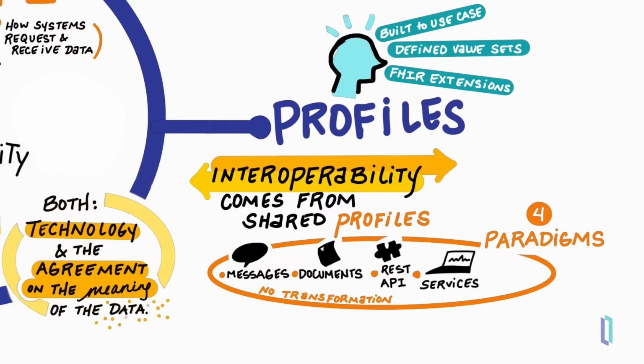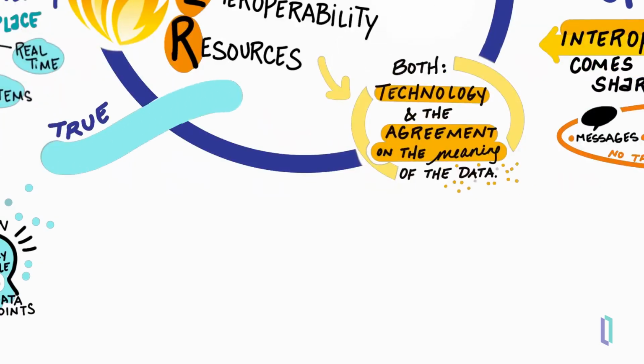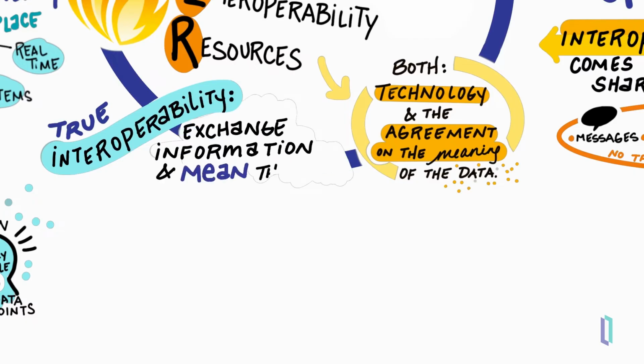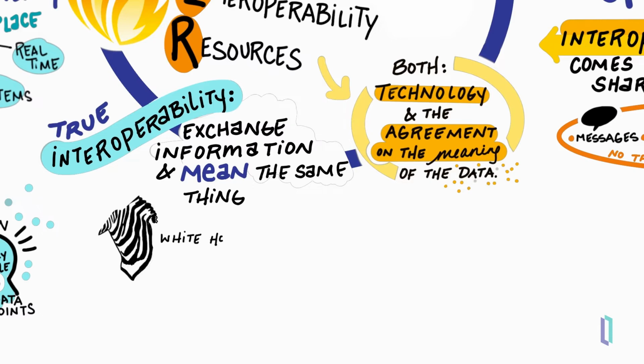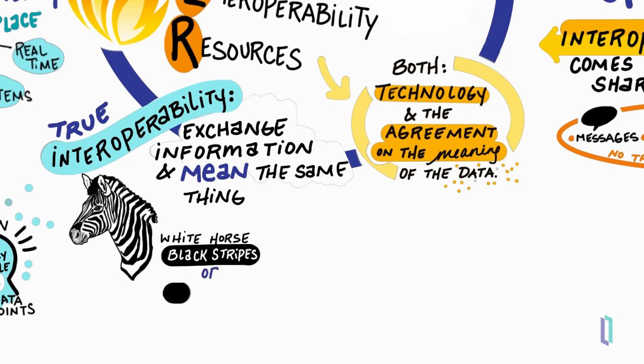Interoperability comes from using the same FHIR profiles in each system. True interoperability comes from exchanging information and having the intended meaning come across. While humans are very good at interpreting meaning, computers can only understand exactly what the data says. For example, two people describing a zebra as either a white horse with black stripes or a black horse with white stripes would quickly figure out that these mean the same animal. However, these descriptions are completely different to a computer.